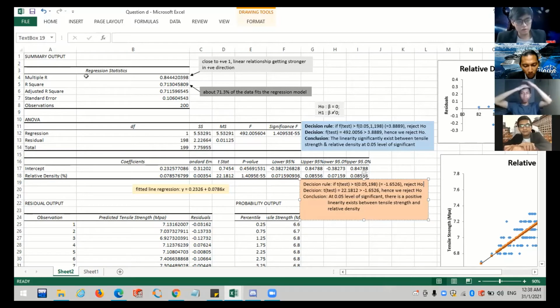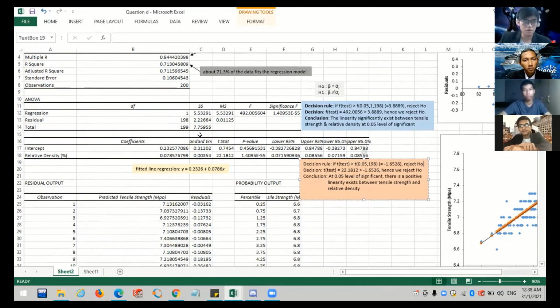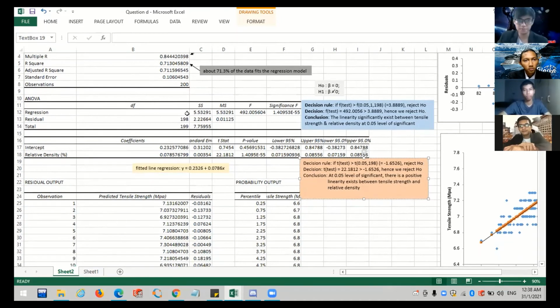It shows that the value of multiple R that we obtain is 0.84442, which indicates that it is close to +1, and it is a linear relationship getting stronger in the positive direction. For R squared, the value is 0.713045. It means that about 71.3% of the data fits the regression model. Okay, so we move on to the ANOVA table.